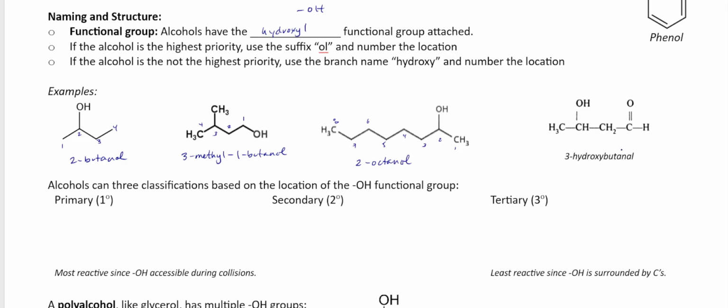Okay, finally we take a look over here. This right here, we can see the C double bond O right at the end. Because it is C double bond O on the first carbon, that makes this an aldehyde. And because this is an aldehyde, the OH group we treat as a branch. So that's this circumstance right here. The alcohol is not the highest priority. Aldehydes are higher priority than alcohols, so then this would simply be 3-hydroxybutanal.